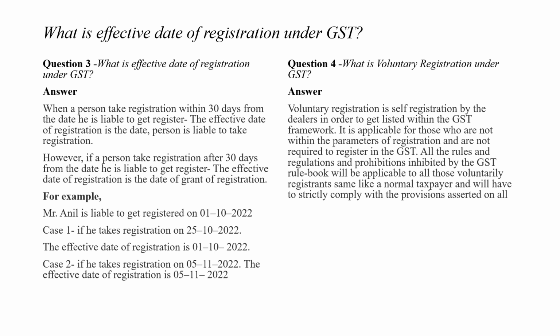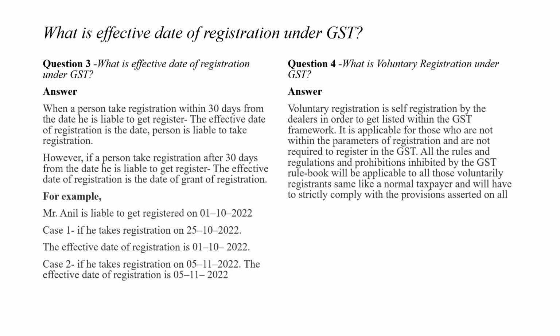The effective date of registration is the date a person is liable to take registration, जिस दिन से registration जरूरी हो गया था. However, if a person takes registration after 30 days from the date he is liable to get registered, the effective date of registration is the date of grant of registration.